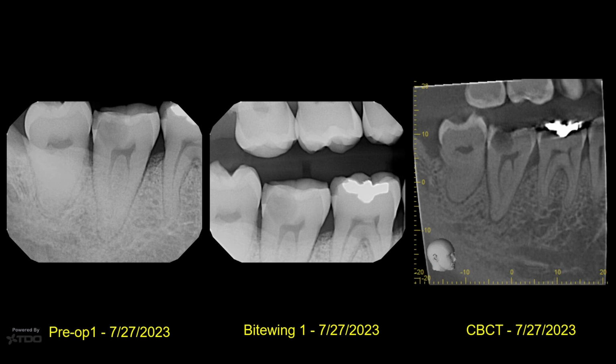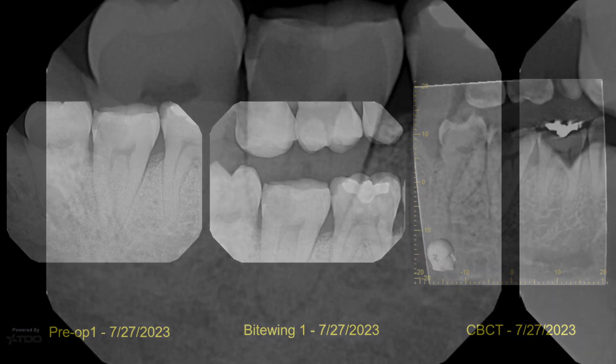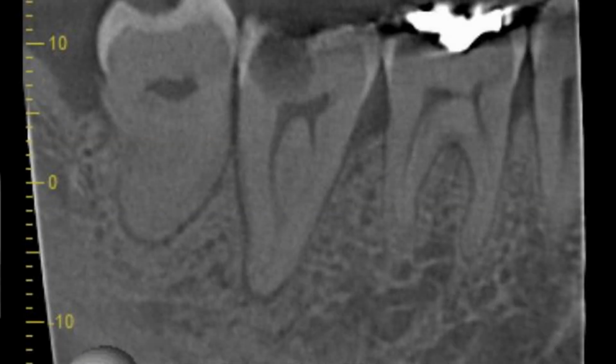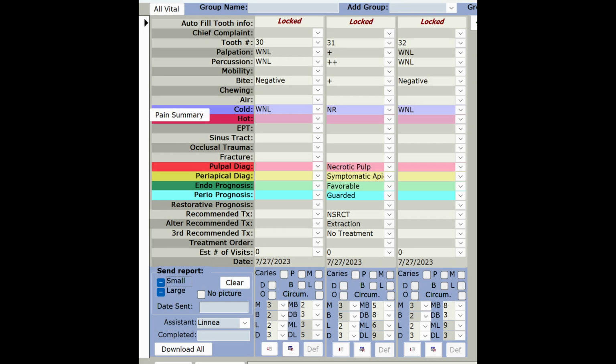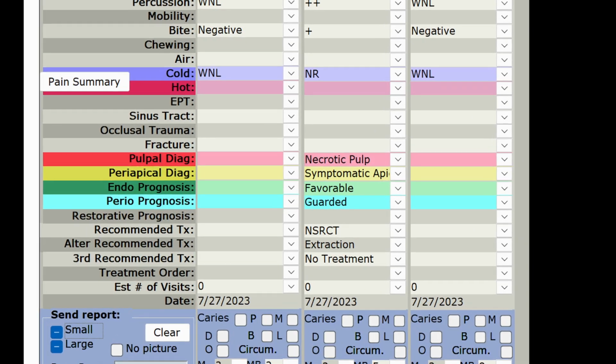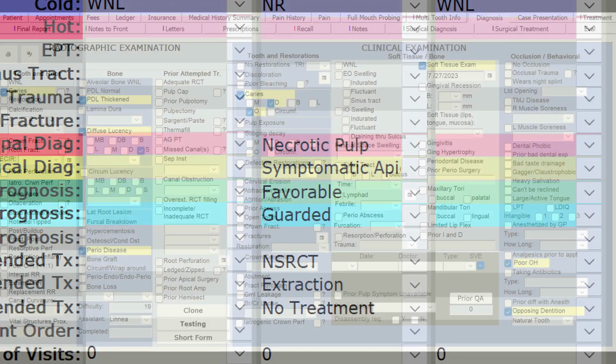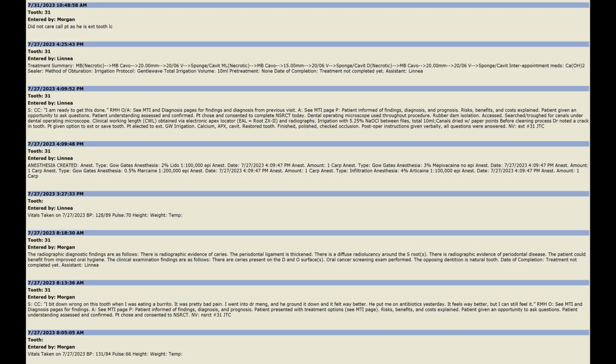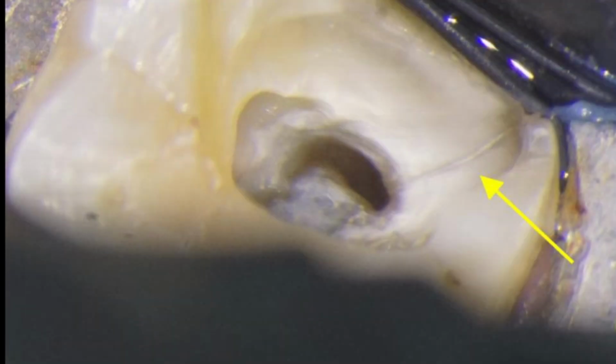The patient presented with caries approaching the pulp. The diagnosis was necrotic pulp with symptomatic apical periodontitis. We initiated endodontic treatment at the end of July 2023 and visualized a crack entering the distal canal. We paused and had a discussion with the patient about the options, and he chose to pursue an extraction.